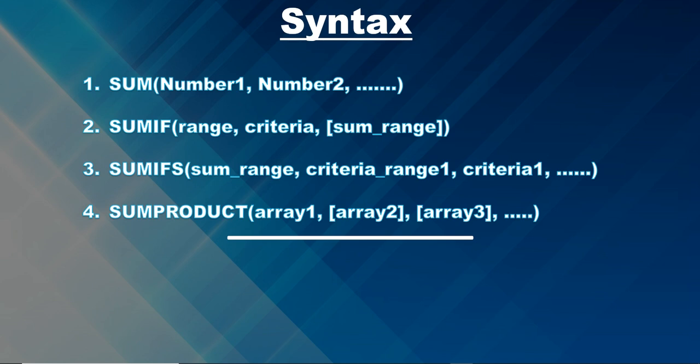And SUMIF, we use when there is a criteria to sum the numbers. And SUMIFS, suppose we have two or more criteria, then we use SUMIFS. And SUMPRODUCT, we use it without doing a product manually. We do the SUMPRODUCT to calculate the result. I'll show you in Excel. So let me switch to Excel.